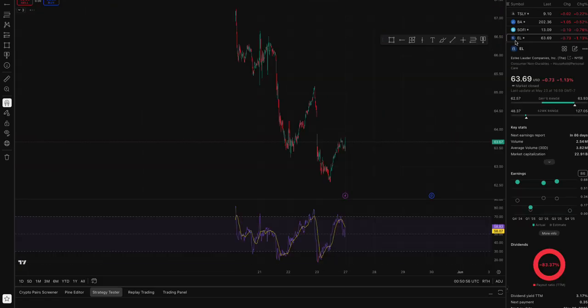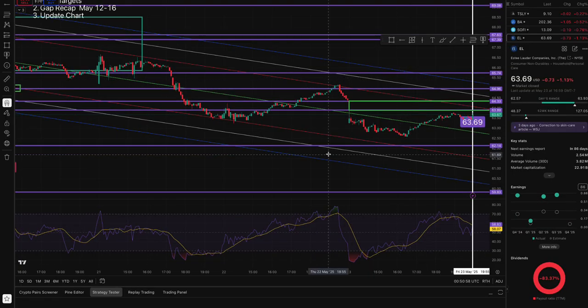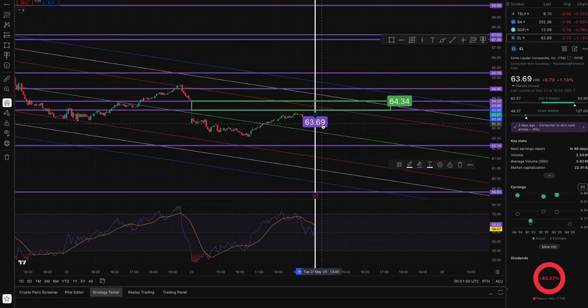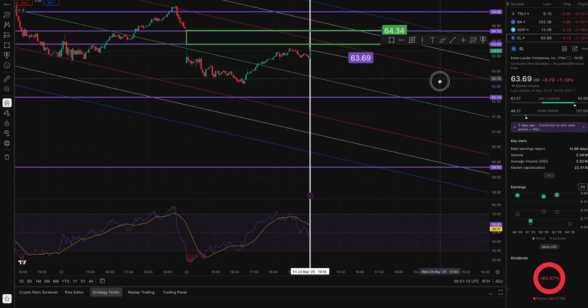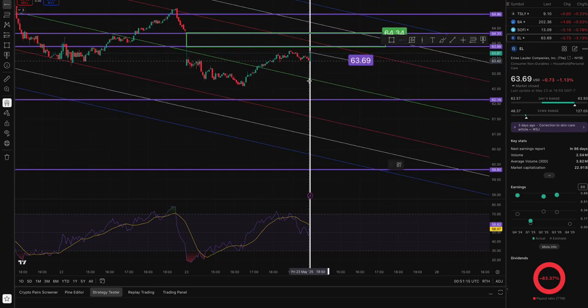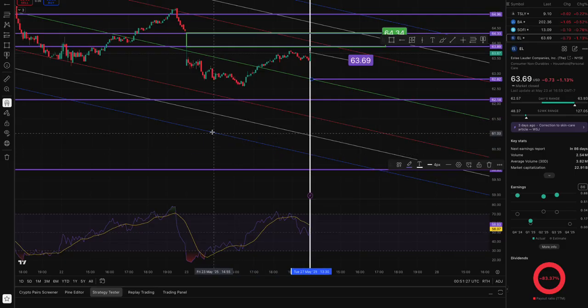Estee Lauder, option R. $64.09, $64.68, and $65.29. The middle of the trend and the baseline is 62.82. Another level of support, 61.59, 60.95, and 60.31.